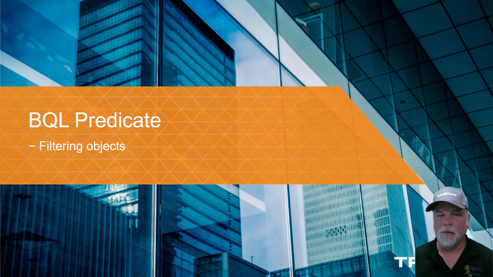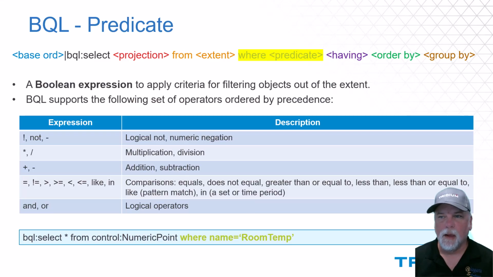All right, so the BQL predicate is used to filter out objects from the result set. The BQL predicate in the statement is the where clause, which comes after the extent. The predicate has to be a Boolean expression, which is used to filter objects out of the extent. So the BQL engine uses the base ord to limit the scope, and then it processes the extent of the query against the station, and it finds the working set of objects there. The predicate will then filter things out of that list so that we can limit what actually gets returned.